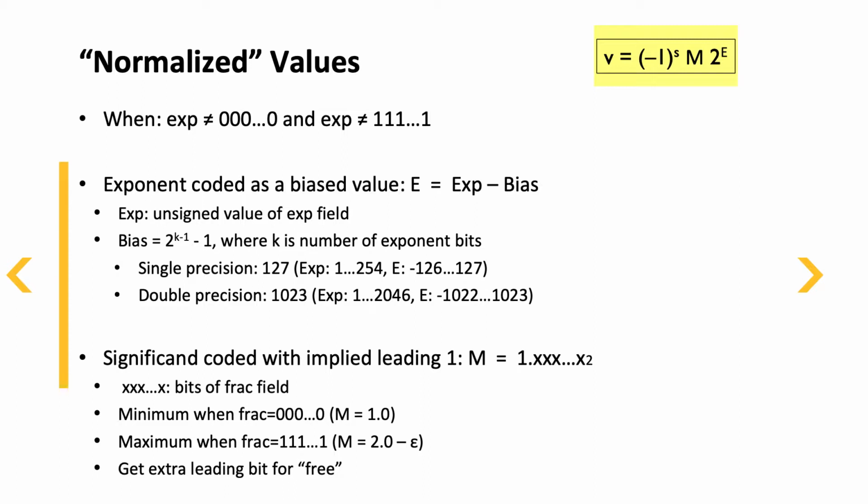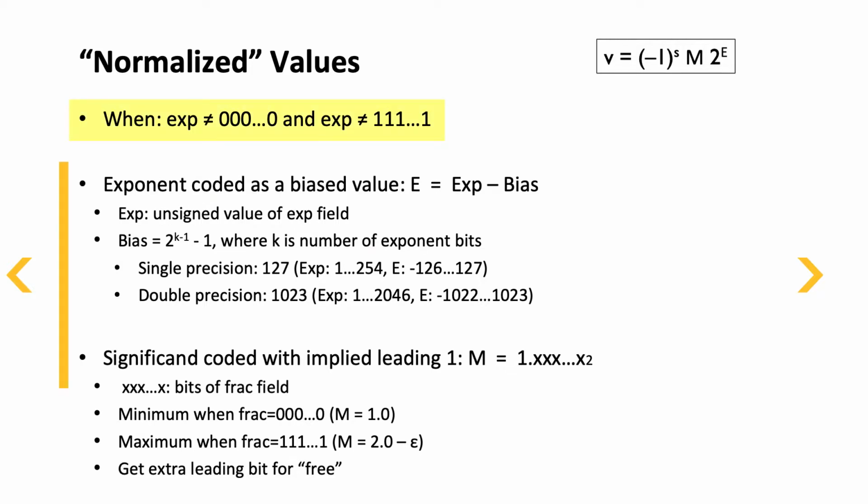This (-1)^s times M times 2^E, that's going to work regardless. Now, it's also easy to figure out what kind of value we're using because there are just rules based on what the bits look like in the various fields that tell us what kind of value it is.